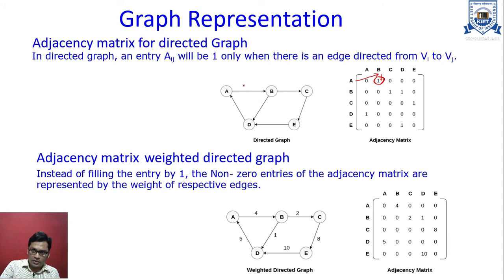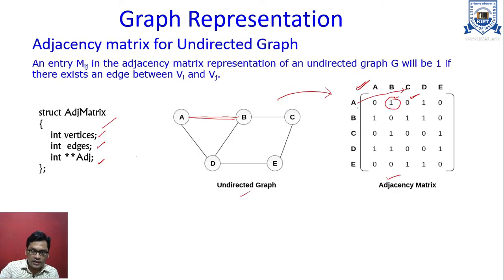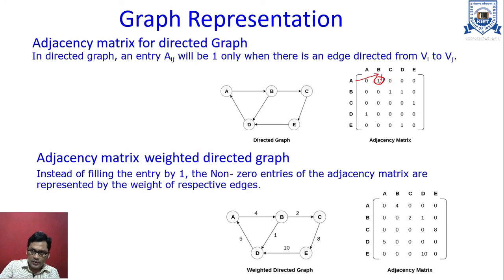In an undirected graph, B to A is 1 and A to B is 1, right? But in case of a directed graph, A to B is only 1, B to A is not 1. This is an ordered pair, right? Okay, that's very easy also. And now the adjacency matrix in a weighted directed graph. Simple, right? Instead of filling the entry by 1, the non-zero entries of the adjacency matrix are represented by the weight of the respective edge.